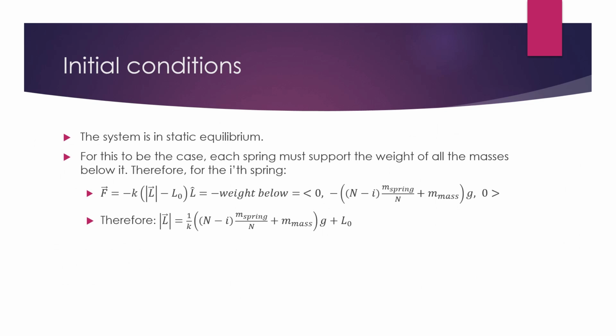For the initial conditions, the system must be in static equilibrium, and for this to be the case, each spring must support the weight of all the masses below it. Therefore, for the ith spring, the force it exerts on the mass below must be equal to all of the weight below the spring, which is given by (n minus i) times the mass of the spring over n, plus the mass of the hanging mass, times g. And if we solve for the magnitude of L, which is the length of the spring, how stretched it is, we get what is being shown on the screen.